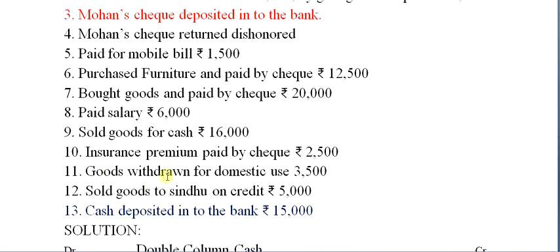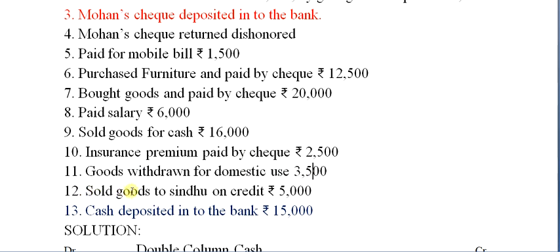Again, 11th point: goods withdrawn for domestic use, rupees 3,500, is given. Goods withdrawn for domestic use cannot be considered in this double column cash book. Why can't we consider the goods withdrawn? The double column cash book can record only cash and bank transactions. Here it is not a cash or bank transaction, it is a goods transaction. Goods we cannot record in this, only the cash or bank balance can be recorded. So ignore the 11th point.